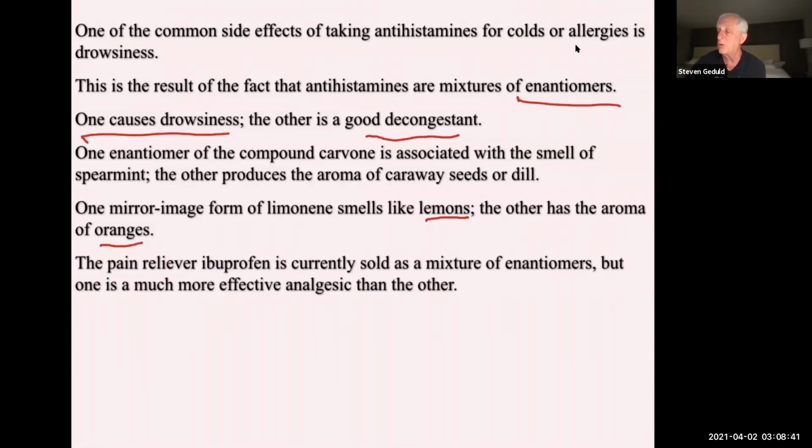Ibuprofen is currently sold as a mixture of enantiomers. So ibuprofen has two enantiomers. One is much more effective than the other. One works really well, one just doesn't work as well. But why separate it? The other one's going to work just as well. So it's a mixture.